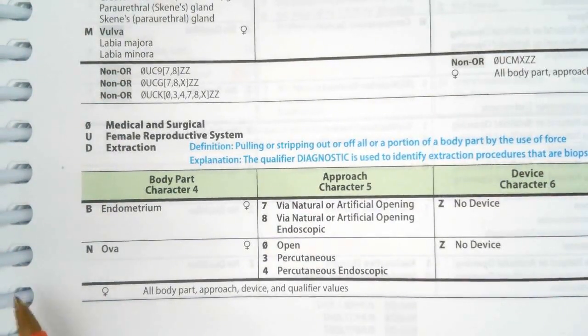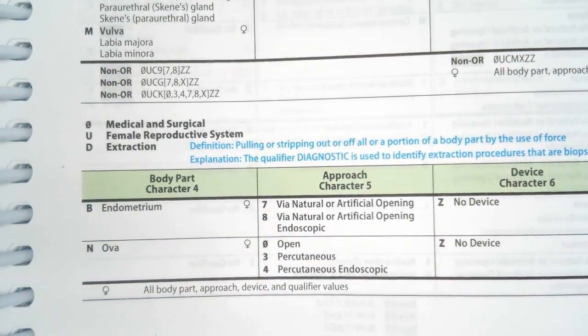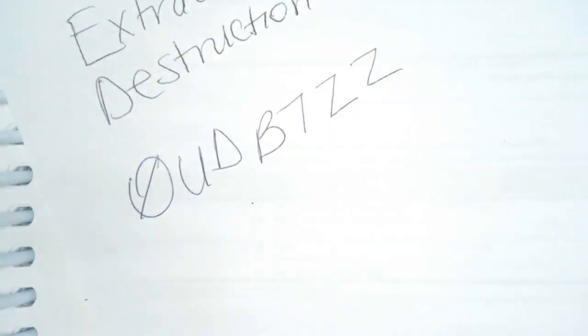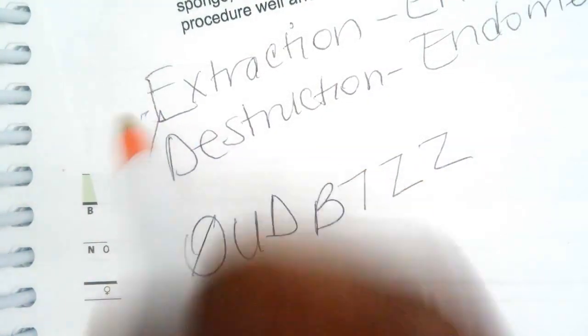All right, so 0UDB7ZZ. Let's write that down. 0UDB7ZZ. Remember, letter I and O is not used in PCS. And that's for the extraction. Okay, and now we just have to code the destruction.